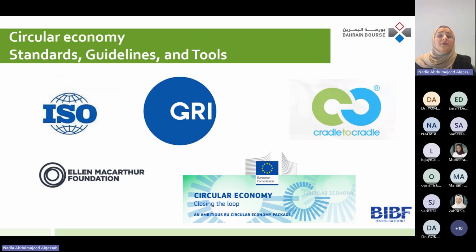Then we have the Cradle to Cradle, which I explained to you, and it's a very innovative model to use for waste management, for closed loop cycle tools. Then we have the GRI, which is the reporting standard that encourages disclosure and transparency, especially with a section when it comes to reporting circular economy guidelines.